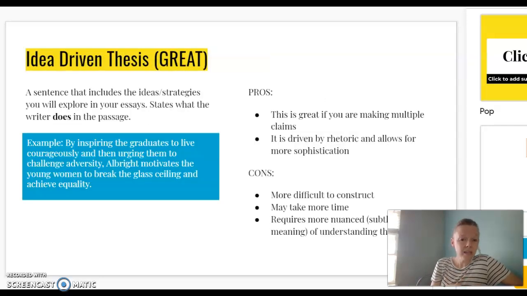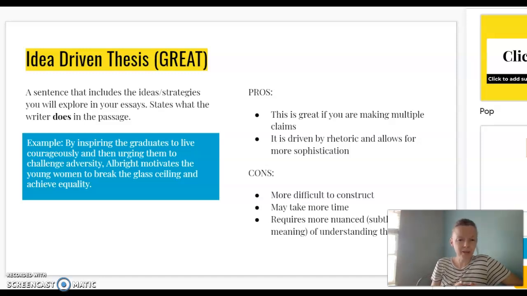Alrighty, then we have the idea-driven thesis, which we're going to consider great. Your example here is by inspiring the graduates to live courageously and then urging them to challenge adversity, Albright motivates the young women to break the glass ceiling and achieve equality. So this is great if you want to make multiple claims. It's driven by rhetoric and allows for some more sophistication.